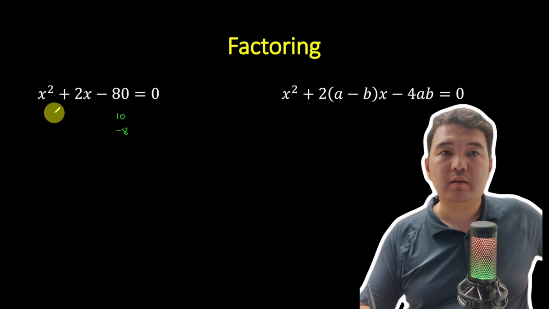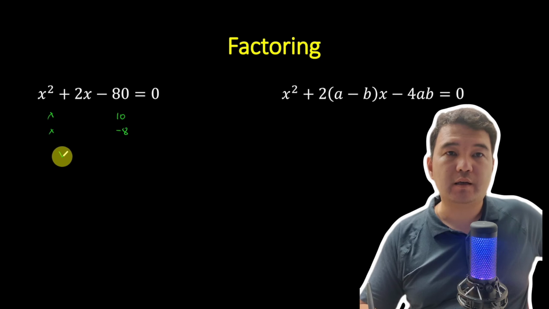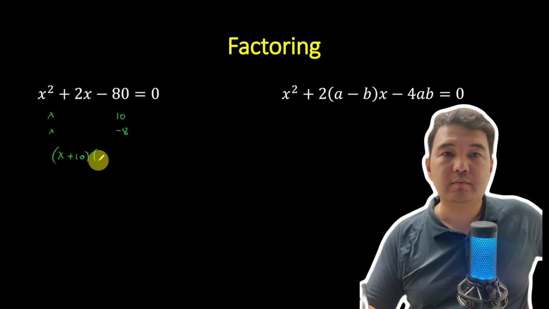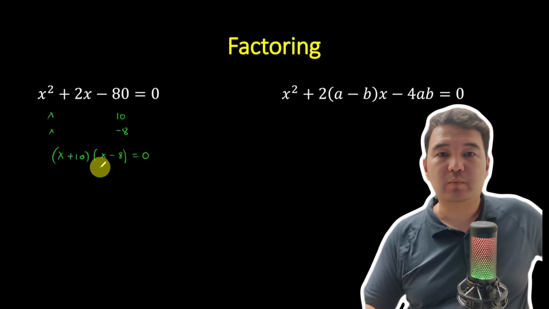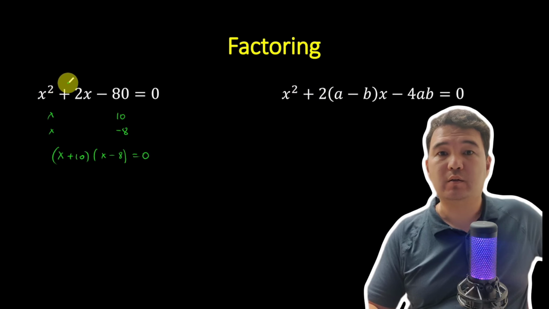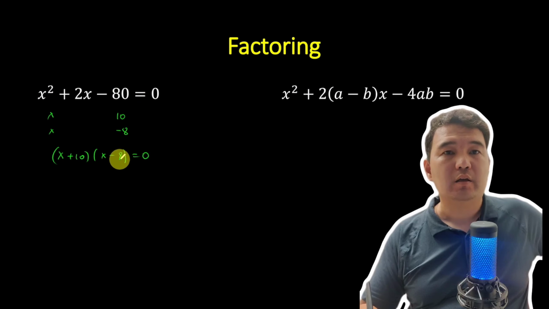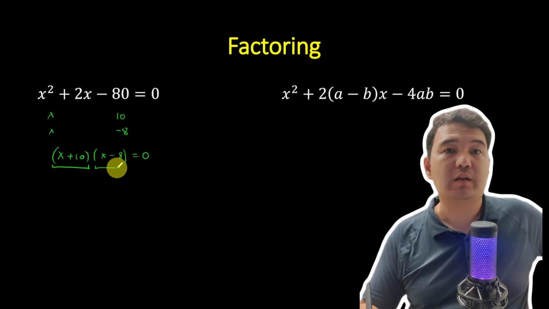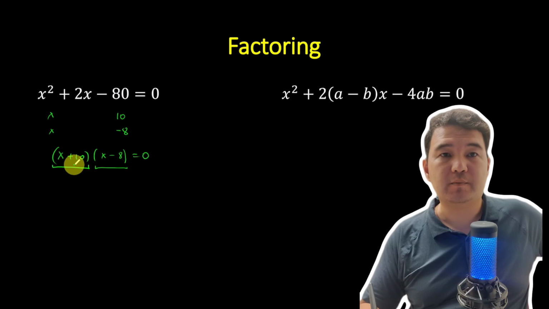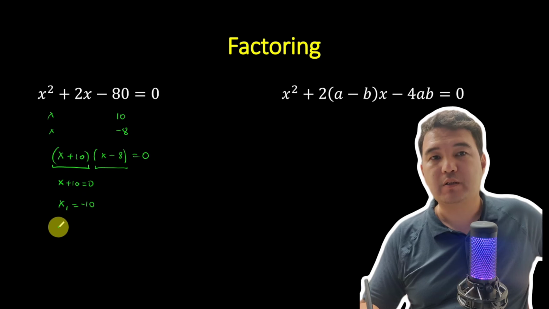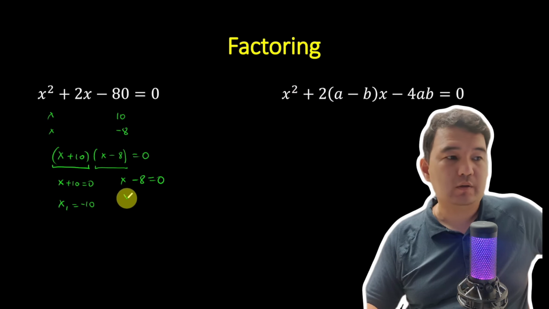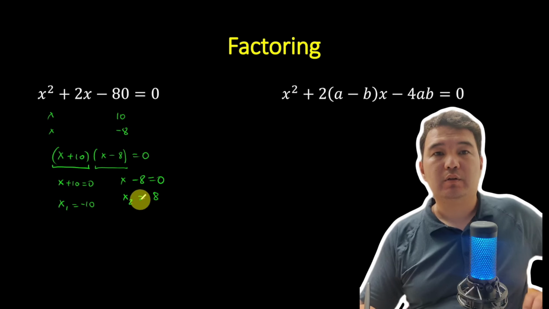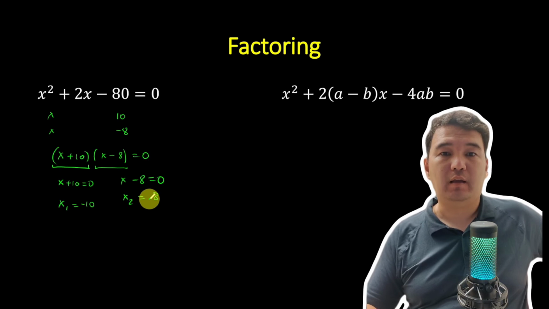So you can write the quadratic equation as (x plus 10)(x minus 8). So that's going to be the factorization of this quadratic equation. If you open the parentheses, you should get x squared plus 2x minus 80. Then after that, you can solve each of the linear terms separately. So you can set x plus 10 equals 0. That gives you x1 is negative 10. So that's the first root. So x2 is going to be just 8. So the roots of this equation are negative 10 and 8.